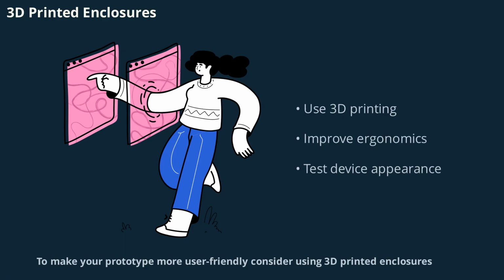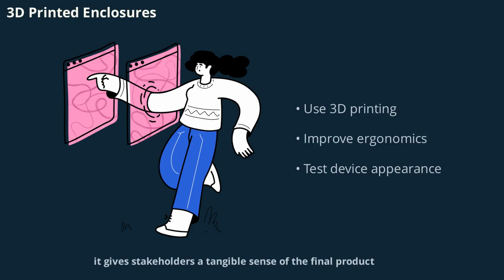Make your prototype more user-friendly. Consider using 3D printed enclosures. These custom cases help you test the look, feel, and ergonomics of your device. A well-designed enclosure can reveal design flaws and inspire improvements. Plus, it gives stakeholders a tangible sense of the final product. Don't hesitate to iterate on your enclosure design as you gather feedback.